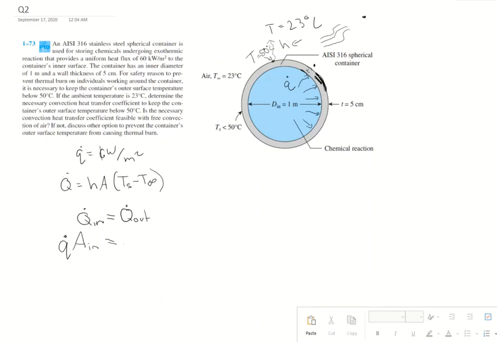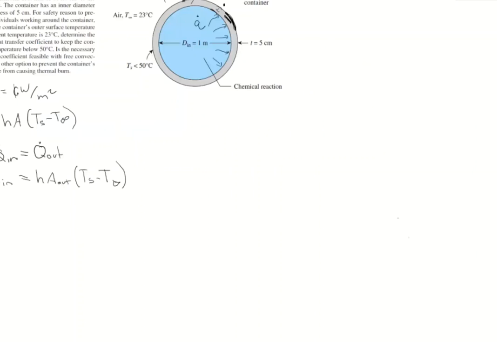So we have h, A of the outer surface, and then this Ts minus T infinity. And in this case, we know Ts, we know T infinity, we know A out, and we know A in, and we know this heat flux. So if we just reorganize this equation, we'll be able to find our convection coefficient that will give us the condition that we need. The condition being that our surface temperature is 50 degrees.